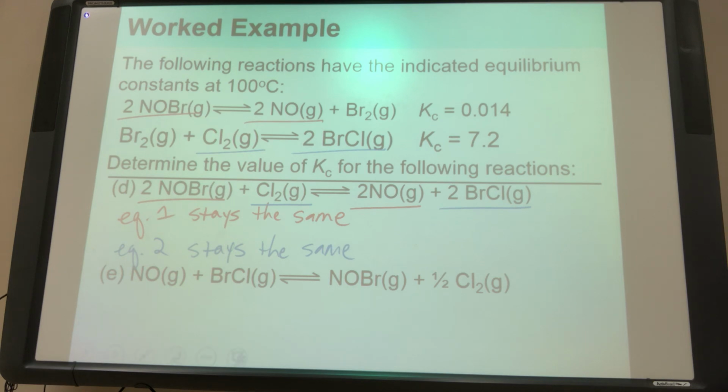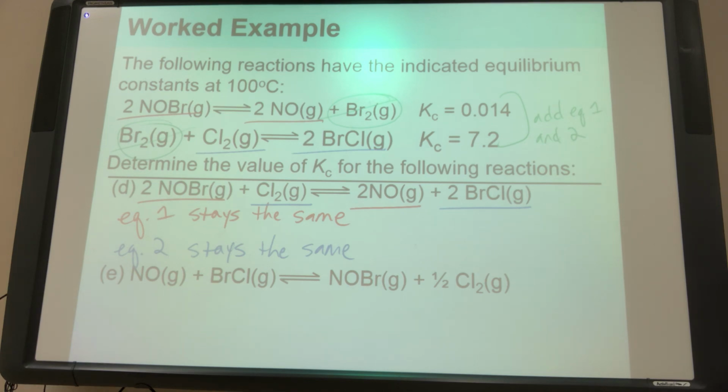Now, the only thing that I have left are these BR2s. But they're on opposite sides of the arrow, so they're going to cancel out. So when I add up my reactions together, the BR2s cancel out, and then everything is left the same. So all I need to do is add equation 1 and 2. I don't have to manipulate the equations themselves. I just need to add them together.